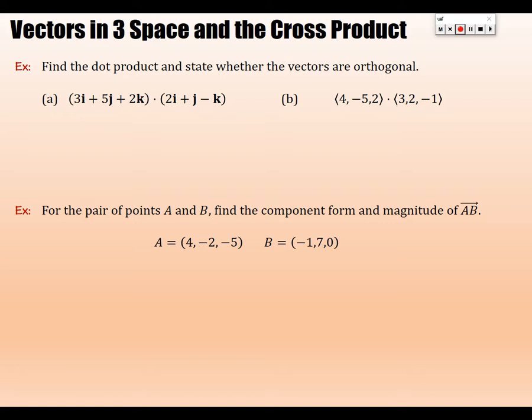Ashley, what'd you get? 131. Root 131. What's the vector you've got? Negative. What'd you say? Yes? Okay. And the square root of 131, anyone else? Okay.